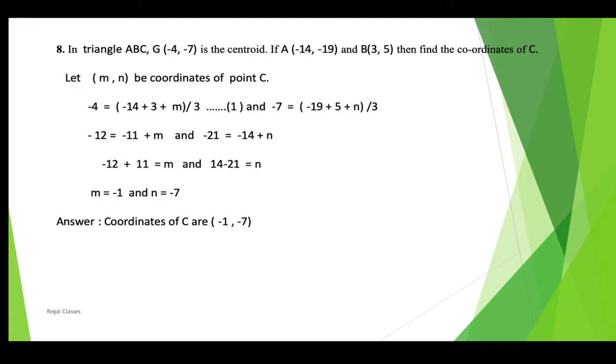In the triangle, this is the centroid. If A and B are given, then find the coordinates of C. The centroid is given to you. So you have the equation, m is equal to minus 1 and n is equal to minus 7. Practice in your notebook. If you don't understand, again come back to this video, see this, again practice, and that is the way to learn mathematics.